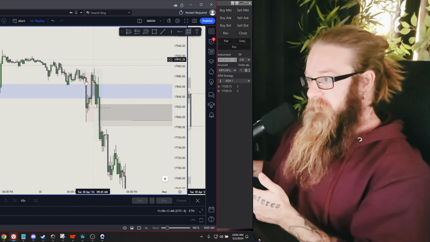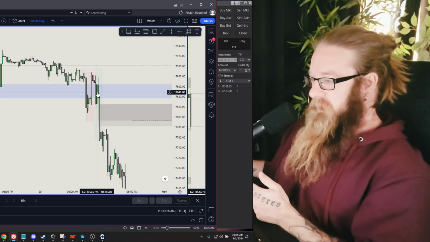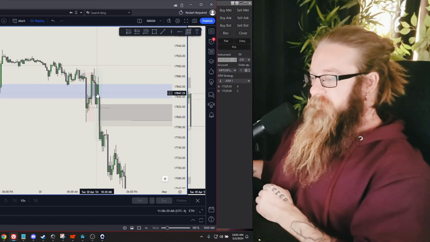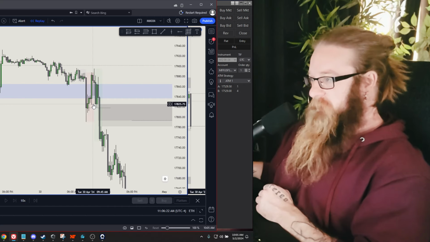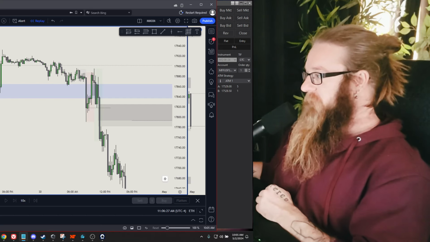We took liquidity. We interacted with high time frame. 15 minute is my high time frame PD arrays. I don't need to go any higher than this. Sometimes I glance at the 1 hour, but I don't really need to go any higher than this. I don't care what the daily's doing.